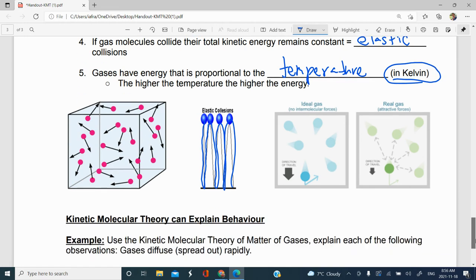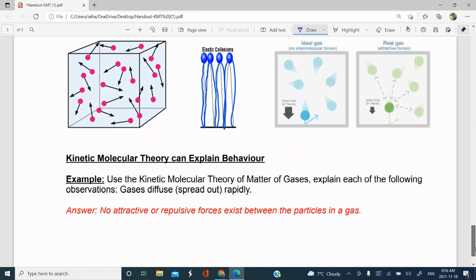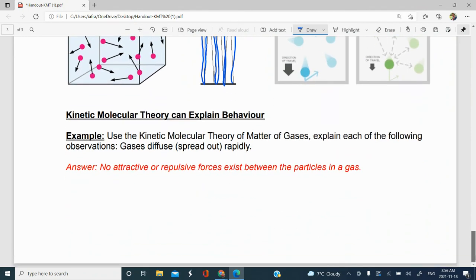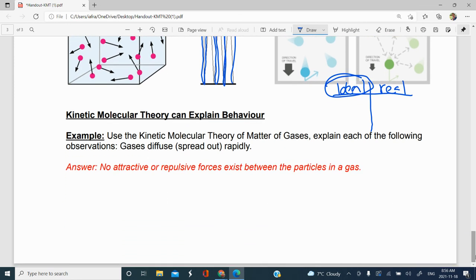I did say there were some videos that you could watch to compare a real gas to an ideal gas. Do watch those videos to make sure you understand the difference. It might even be a good idea to make a chart after you watch the video to compare ideal versus real, but understand that we are using the ideal gas assumptions in this unit. And then we did some practice problems where we explained the behavior of gases using the kinetic molecular theory.